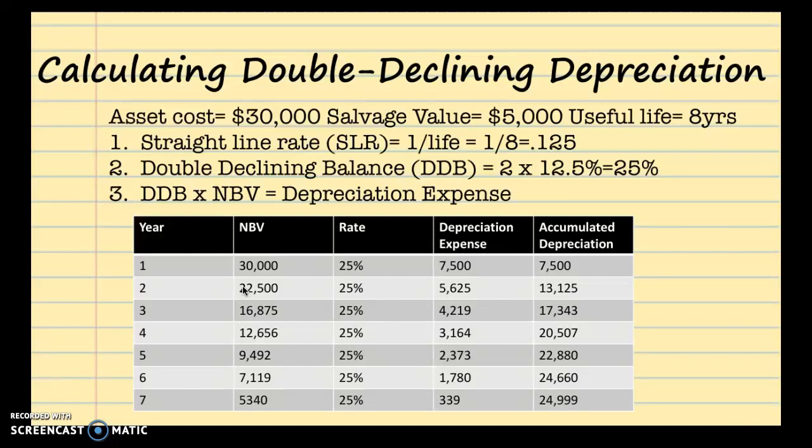So for year 7, even though 5,340 multiplied by 25% is 1,335, depreciation expense has to be 339 because 30,000 minus the accumulated depreciation has to be equal to or greater than 5,000. The net book value is 30,000 minus 24,999, and that equals 5,001.